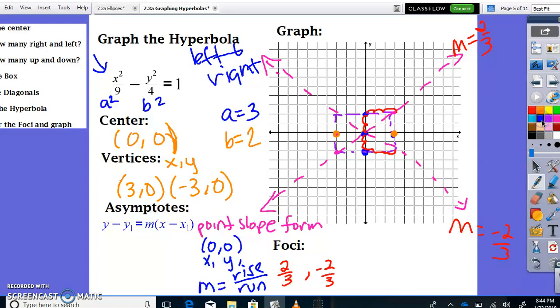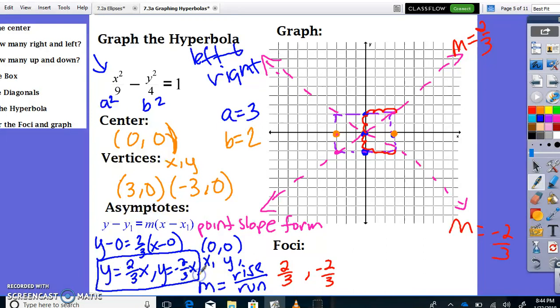So when plugging into this equation over here, y minus 0 equals 2/3 x minus 0. So really it's just going to be y equals 2/3 x. And then the other equation is going to be y equals negative 2/3 x. So those are the equations of the 2 asymptotes.